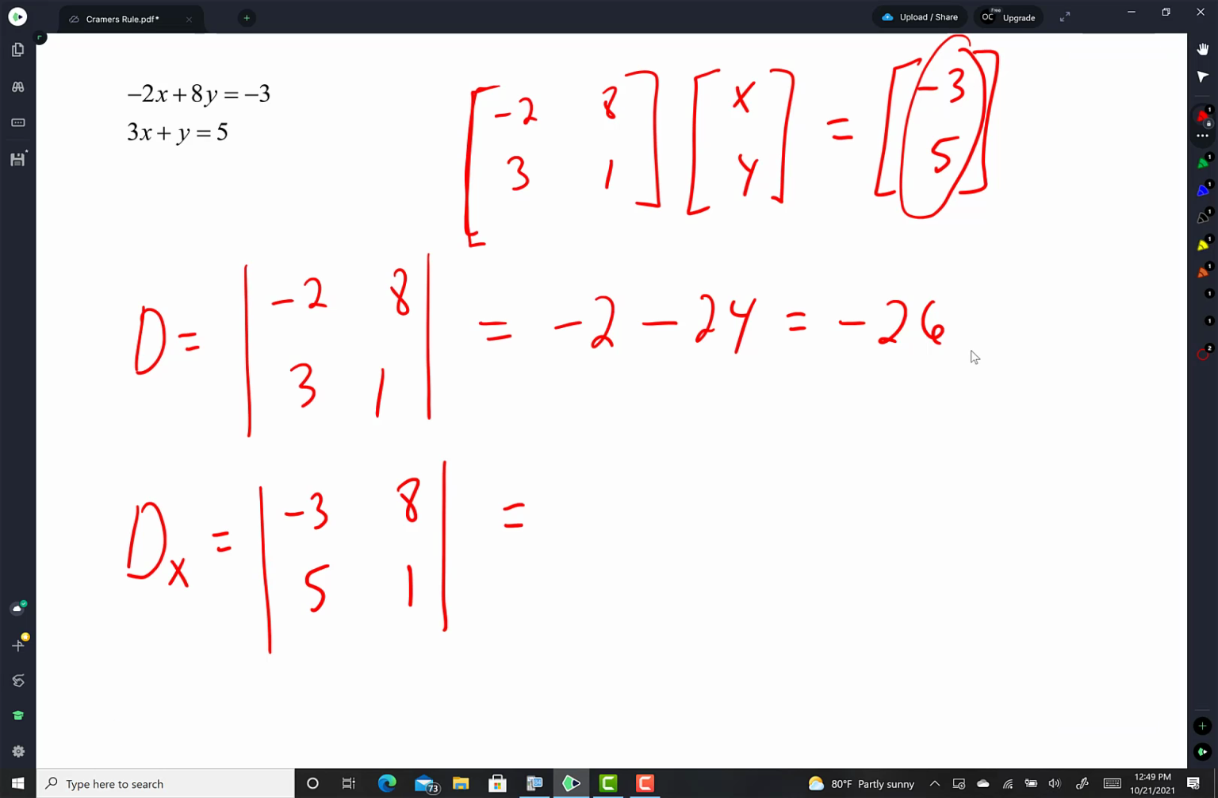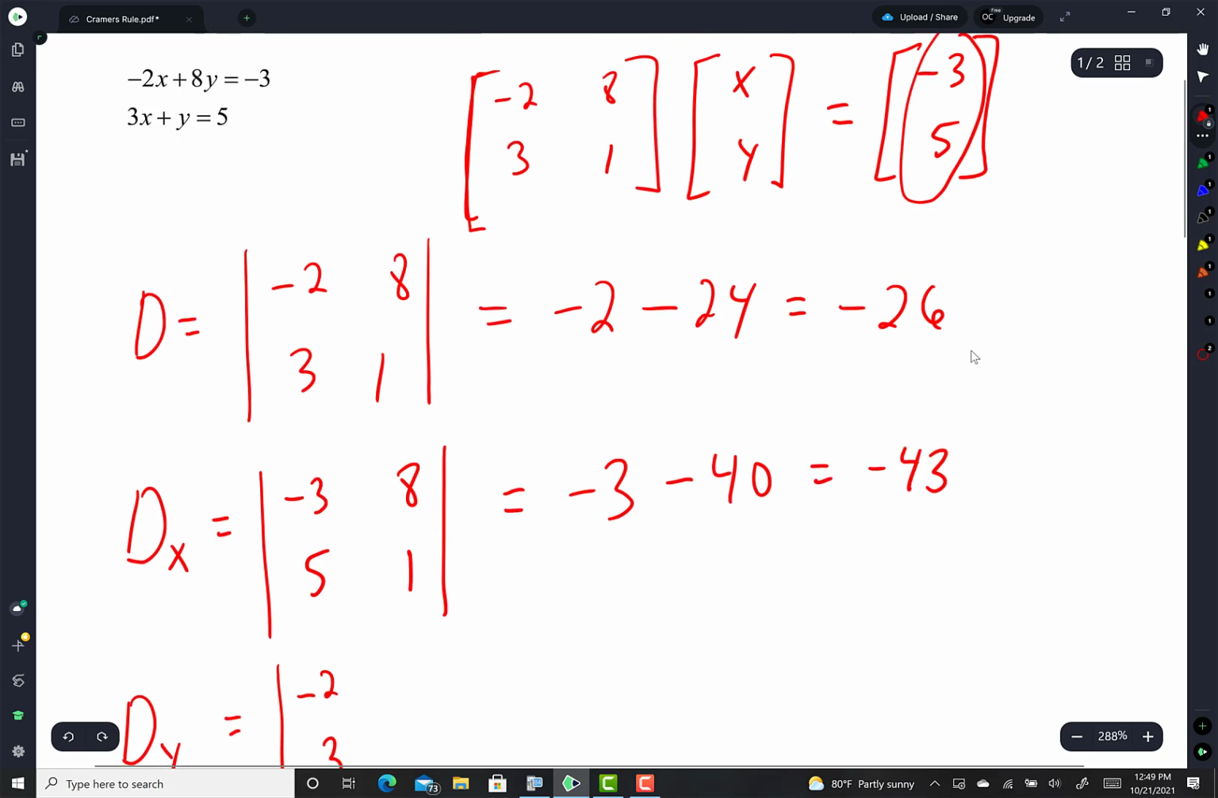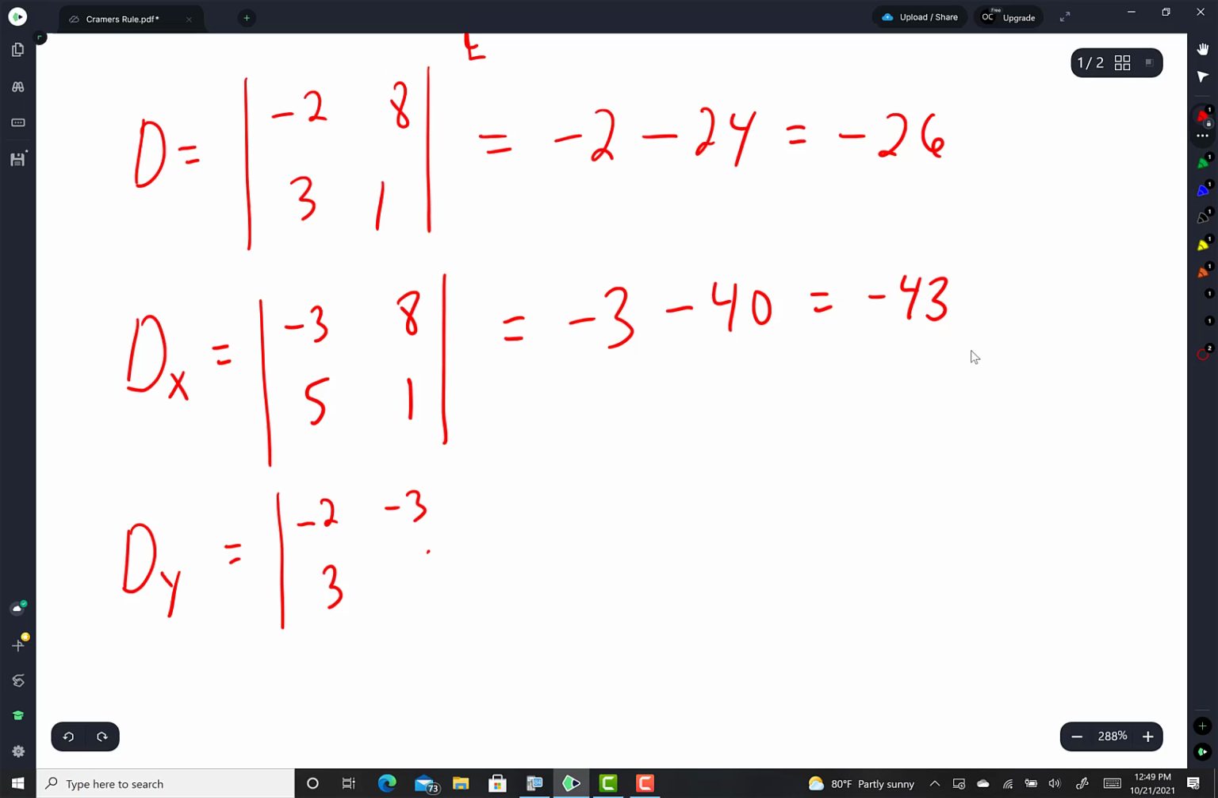And then you're going to do the calculation again. -3 times 1 is -3. 8 times 5 is what? 40. And -3 minus 40 is -43, and there it is. Now I'm going to write determinant, and I'm going to put the Y, so I'm going to change the Y column. I'm going to keep the X column, -2, 3, and then for the Y, I'm going to put -3 and 5. Does everyone know where I'm getting all these numbers from?